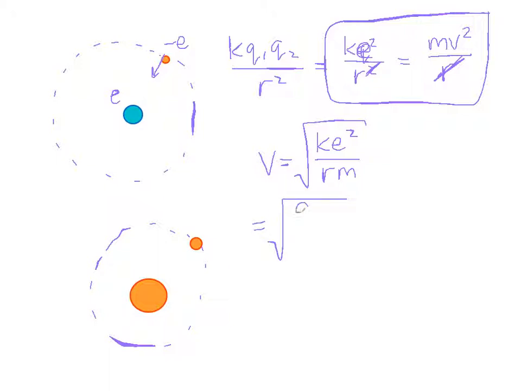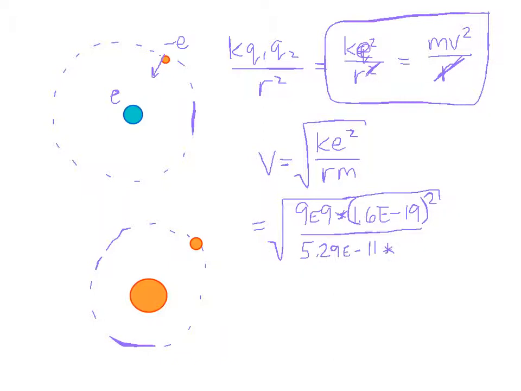So the square root of k, the constant, 9 times 10 to the 9th, times e, which is the constant, the charge of an electron or proton, 1.6 times 10 to the negative 19, and that's squared, divided by the r, which was given in the problem as 5.29 times 10 to the negative 11, times the mass, and that's the mass of the electron that's in the orbit, which you can look up in the chart on the previous page, is 9.11 times 10 to the negative 31.